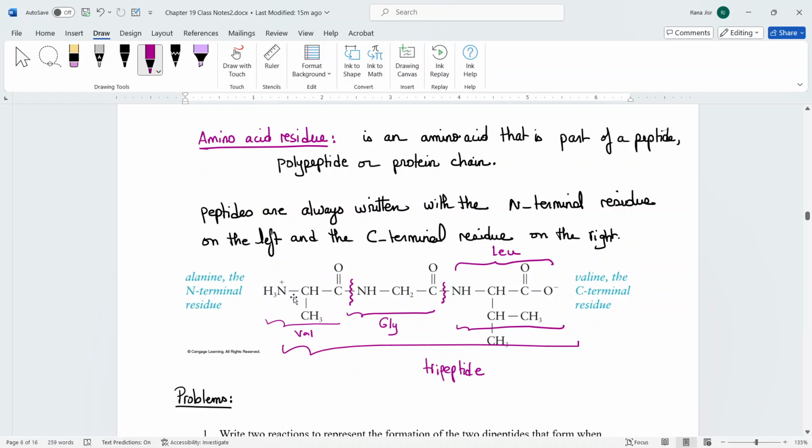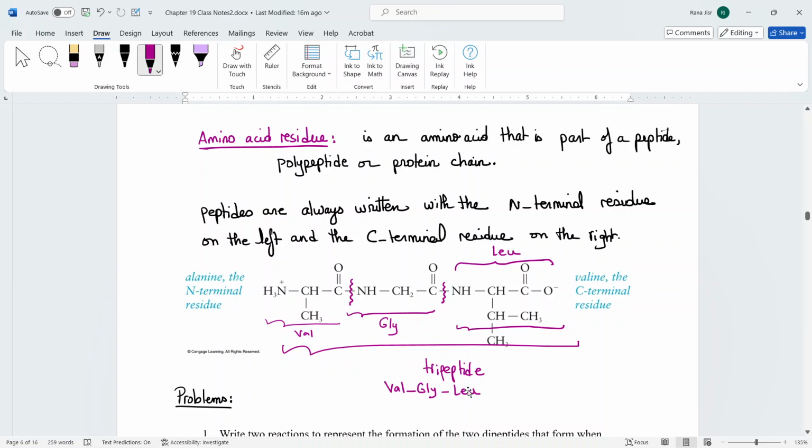So here I do have a peptide chain, which is made up of 3 amino acids. In order to connect those together, I always need to start from the N-terminal of one amino acid, and I should end up with the C-terminal of the last amino acid. Here my connection is valine, glycine, and leucine. Okay, this is how I write it down. It's valine, glycine, and leucine.